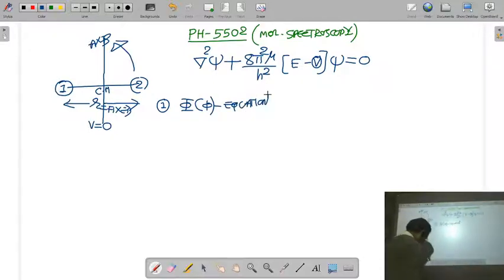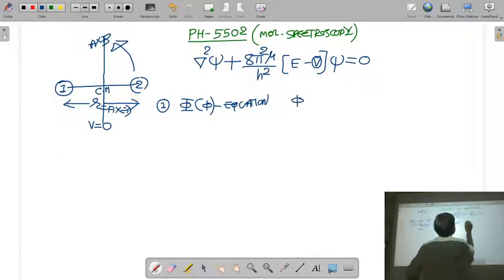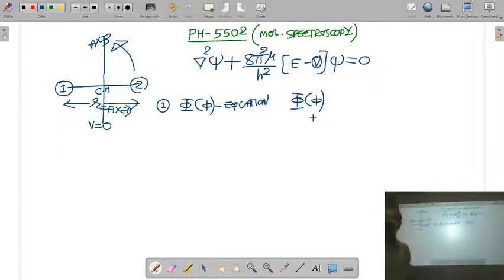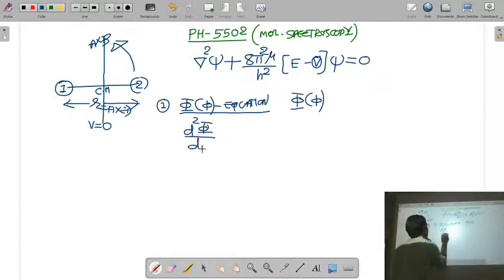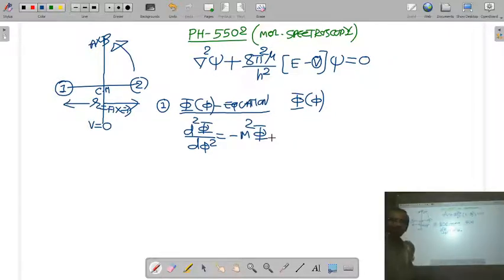We have already solved it. The Schrodinger equation was separated into two parts. One part is called the phi part of the Schrodinger equation, that is called the phi equation. It was like this: d square phi upon d phi square is equal to minus n square phi. This is the phi part of the Schrodinger equation. This is called the phi equation.